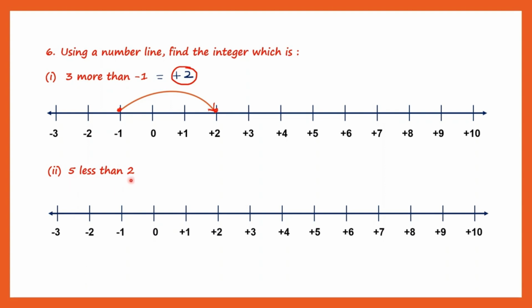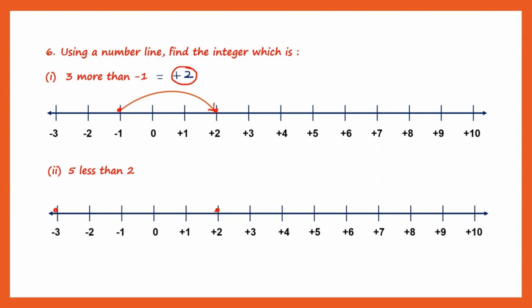So let's first look out for 2. So 2 is here. Let's mark 2 here. So we have marked 2 here. Now 5 less means we have to move to the left. So 5 less than 2: 1, 2, 3, 4, 5. So here we come to minus 3. Now let's mark minus 3 here.